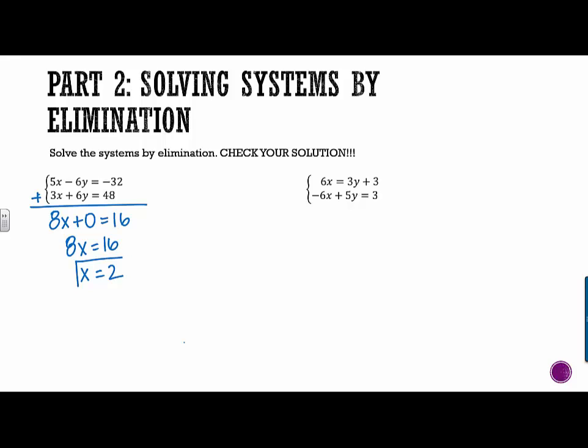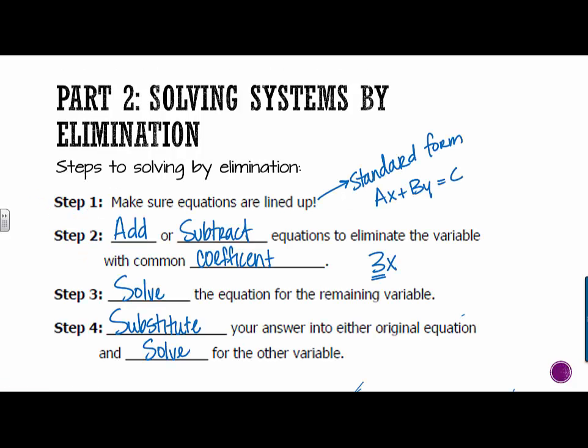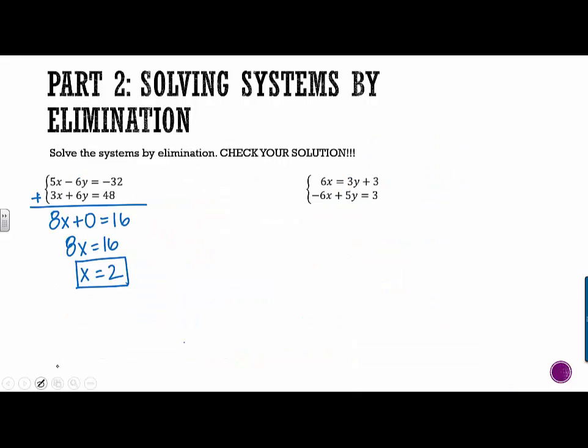So just like substitution, we need 2 answers here. We need an answer to x and an answer to y. So we've done this stuff, solve the equation for the remaining variable, and now we're on this part. Substitute your answer and solve for the other one. It doesn't matter which one you plug it back into. Choose your favorite. Let's plug it into the first one. So everywhere that I see x, I'm going to replace it with what I know x equals.